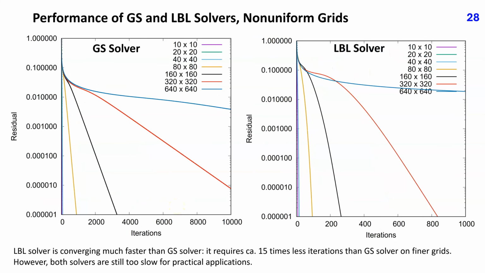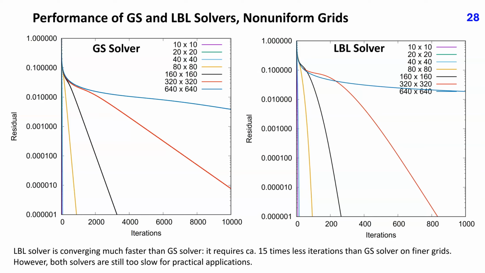This slide shows the performance of point Gauss-Seidel, GS, and line Gauss-Seidel, LBL, solvers when the grids are non-uniform, fine near the west boundary and expanding toward the east boundary. The performance of the GS solver worsens when the cell aspect ratio increases. While in pure diffusion problems it needed about 4 times as many iterations to reach the convergence criterion as the LBL solver, now the ratio increased to above 15.